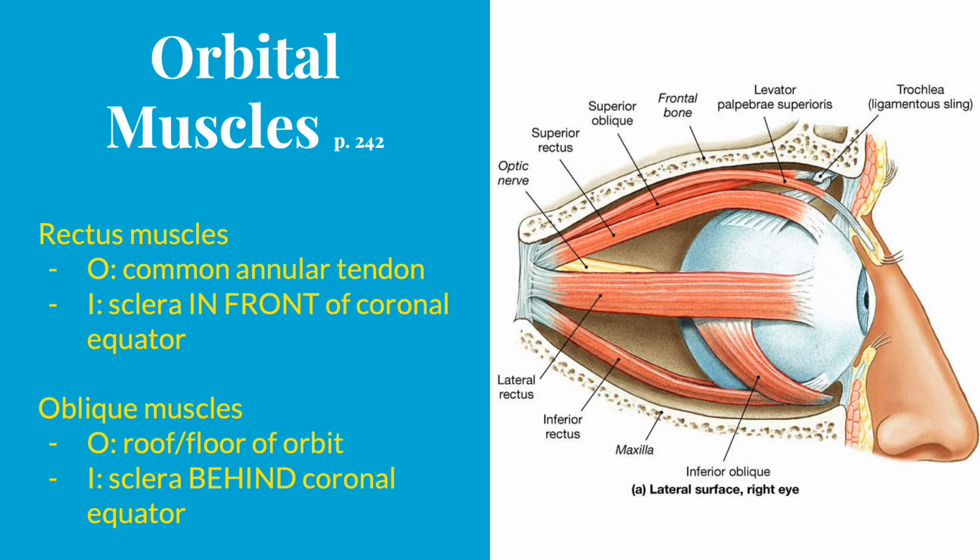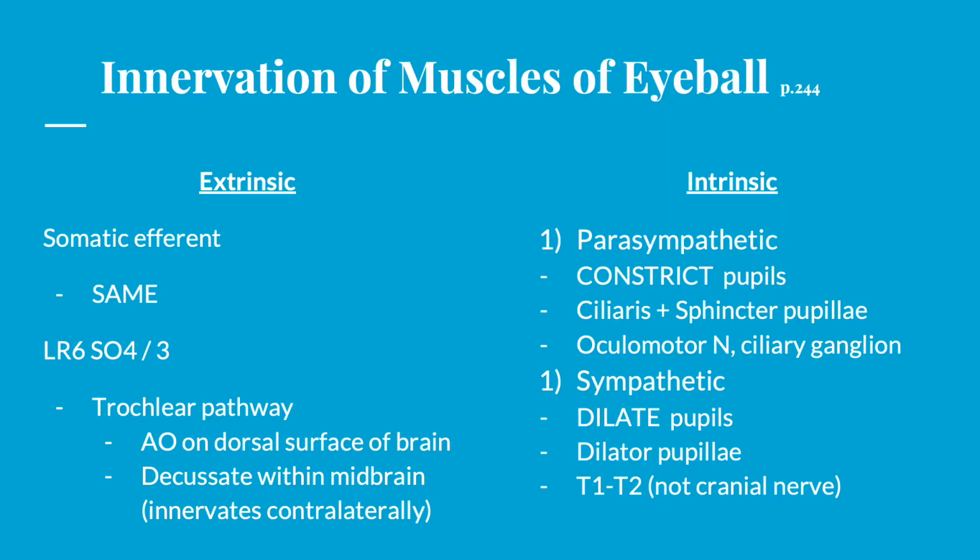So hopefully that helps clear things up. I thought that was an easier way to remember it. Both of them abduct the eye, and then they also pull the eye in the opposite direction from which they're named, because they are inserting behind that coronal equator. It makes their motions a little more complicated than pull right, go right. Moving on to the innervation.